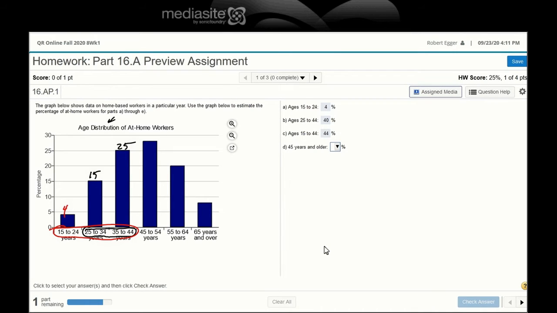And 45 and older. Well, let's see. This should all add to 100%. I got 40 over here. So this should be 60 over here. Let's find out. This was like 27, 20, and another 7. Oh, make that 8.